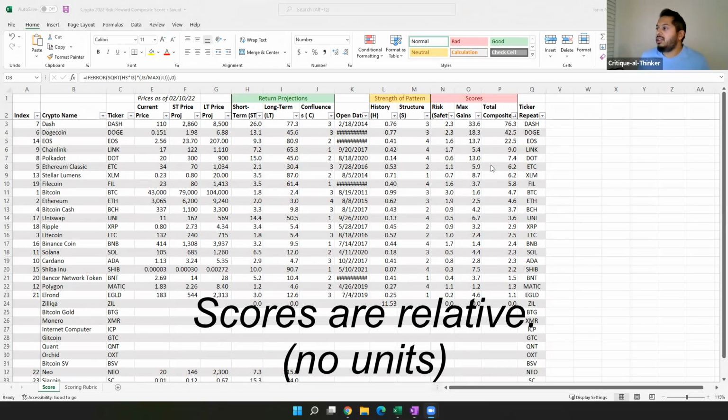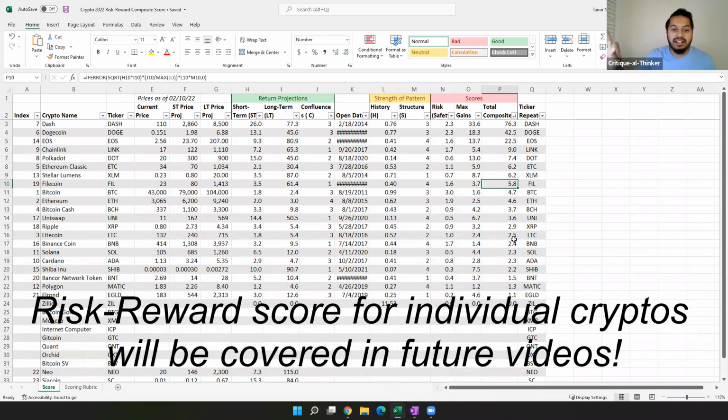Scores are arbitrary. So these scores that we see here in column P don't have any meaning on their own. They are meant to be compared to one another. It doesn't mean one crypto is 7.4 or 5.8, anything. There are no units. And of course, this video is to explain how the scoring system works, because there is some nuance and some complexity to it.